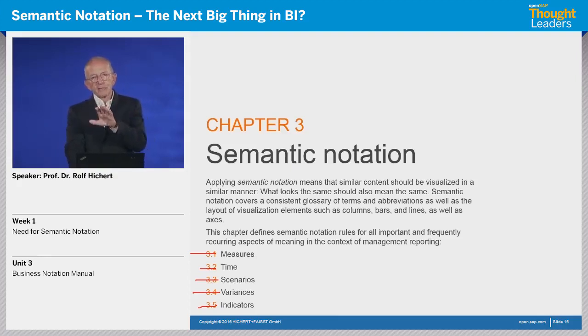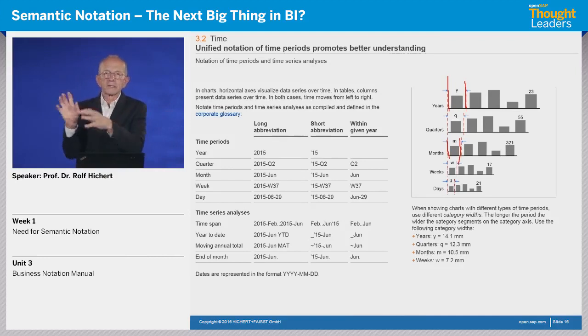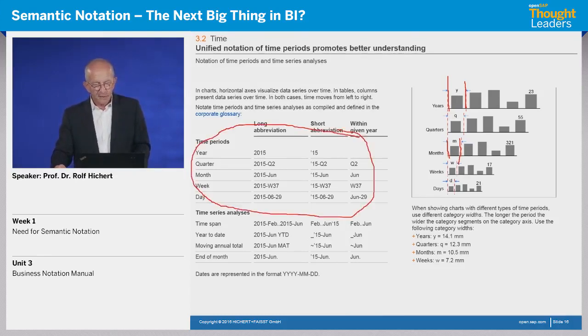Then we come back to the issue of time and structure. Time is always from left to right, and we have different categories on the horizontal axis. For years, the category is wider, compared, let's say, to months. That allows us to see right away, oh, this is months, or this is weeks, or this is days and years. And of course, we need clear definitions for the abbreviations, the type. How do we say, is it second quarter, is it Q2, and so forth. All these abbreviations are clear.